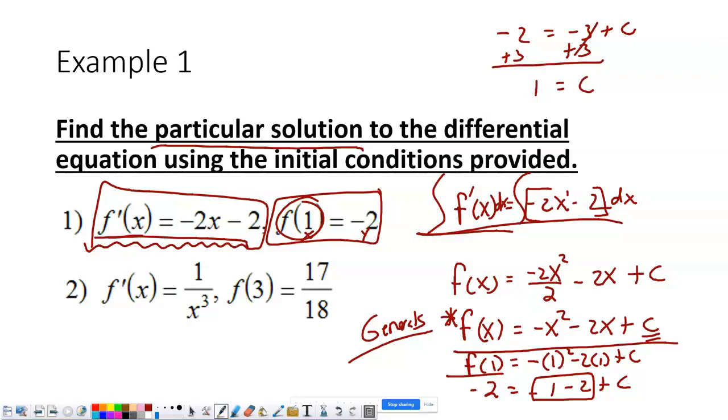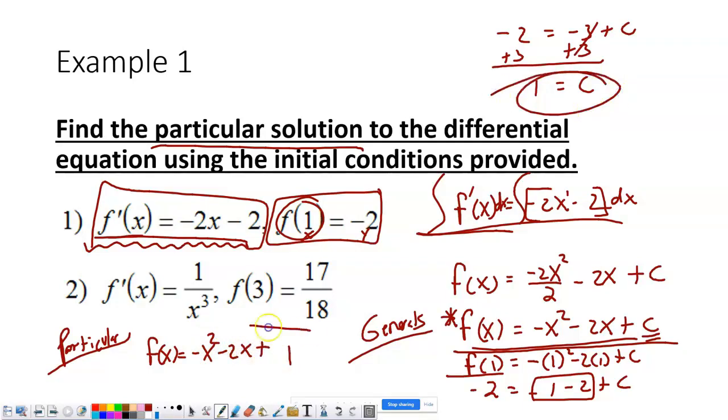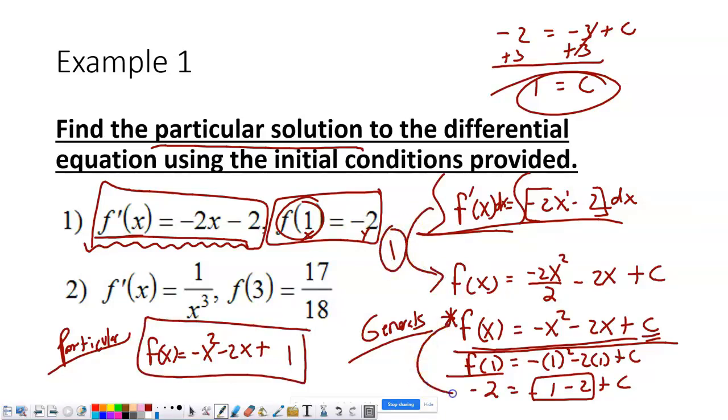So now I'm ready to write my final answer. The particular solution is the same thing as the general solution, except now we know what the c is. The c is 1. And there's my answer. All right, so 3 steps, right? Step 1, integrate. Step 2, plug in your initial condition and solve. Step 3, write your particular solution.